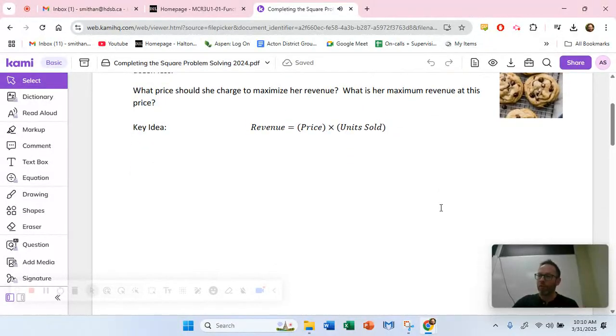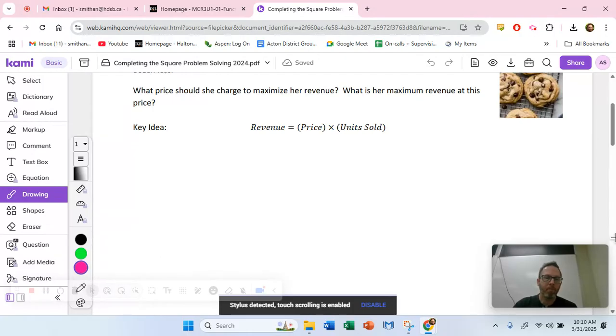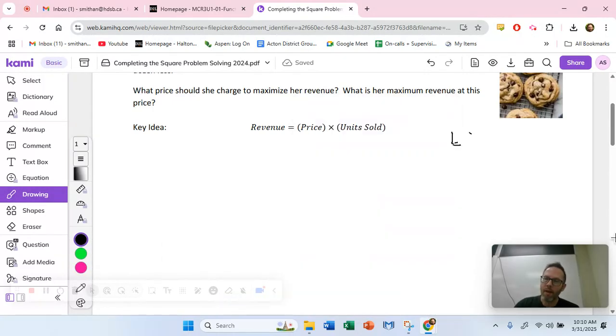You may or may not recall the strategy. We're going to let our variable x here be not the price or the units sold. I'm going to jot this down over in the margins. We're going to say let x represent the number of price increases.